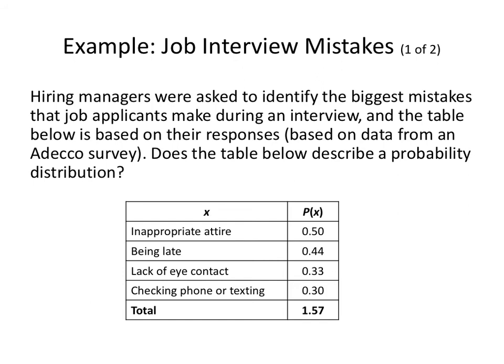Here we have an example with job interview mistakes. Hiring managers were asked to identify the biggest mistakes that job applicants make during an interview, and the table below is based on their responses. And this is based on data from an actual survey. Does the table below describe a probability distribution? So here we're looking at it. We have X is inappropriate attire, being late, lack of eye contact, checking on the phone or texting. We have the probabilities, and we also have the sum of all the probabilities.